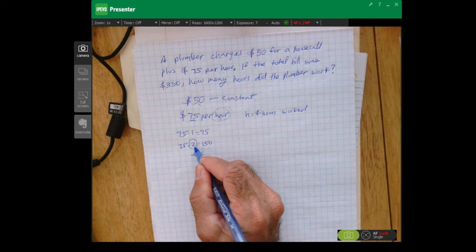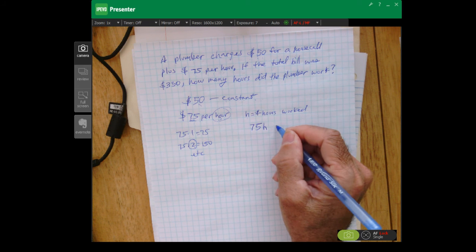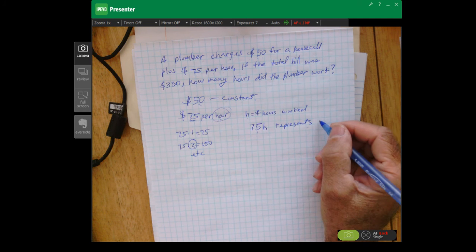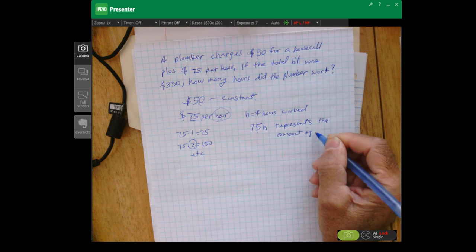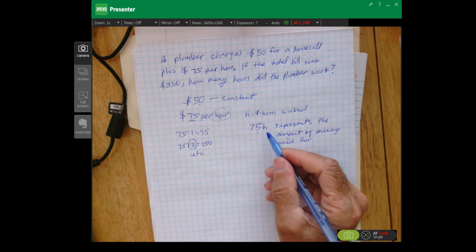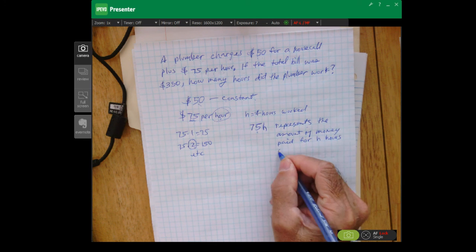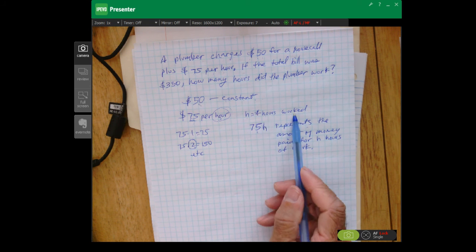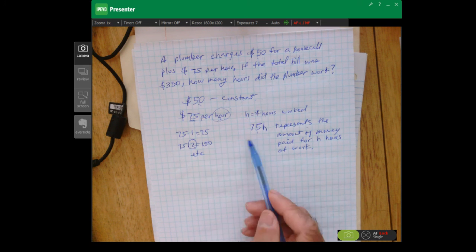Now this right here, that would be the number of hours. So we can say 75H. So 75H represents the amount of money paid for some value of H, so for H hours of work. Okay, so remember H stands for the number of hours worked. So if it's 1 hour, then it would be 1 times 75, like that. 2 hours, 2 times 75.